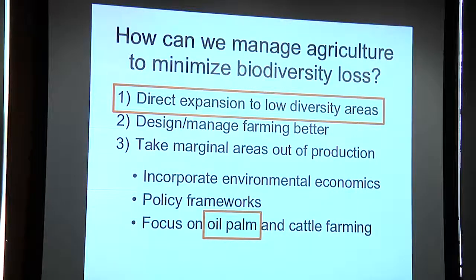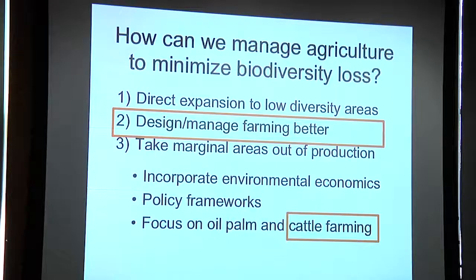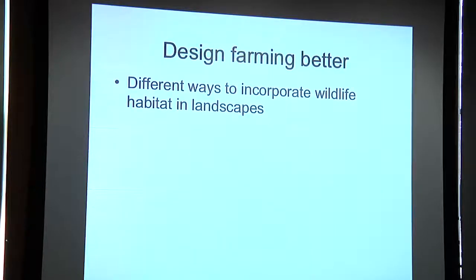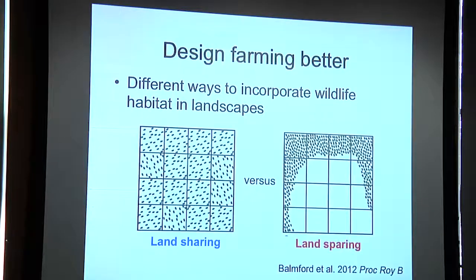So now we're going to move on and think about if we can design farming better. And we're going to think about cattle farming now. There are many different ways we might think about incorporating wildlife in landscapes. I'm sure many of you have heard of this being split out as the land sharing and land sparing debate.